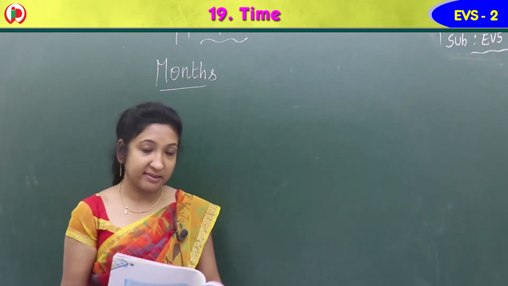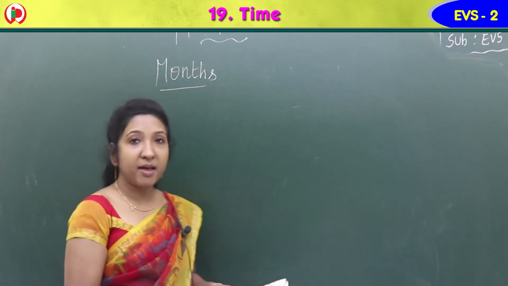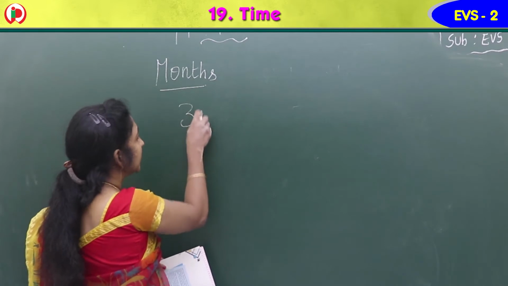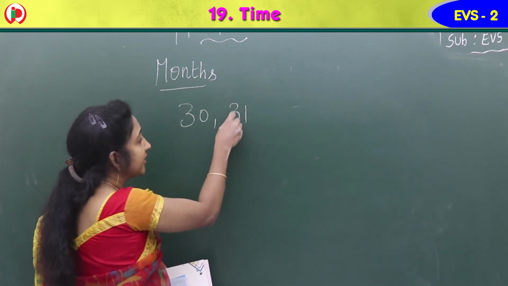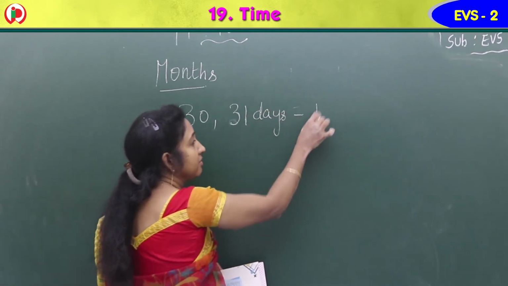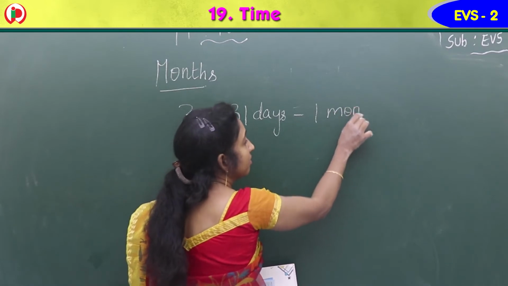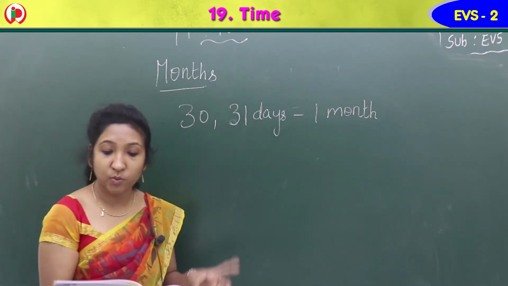Now about months. 30 or 31 days make up a month. Some months have 30 days and some months have 31 days. So 30 or 31 days make a month, 1 month.